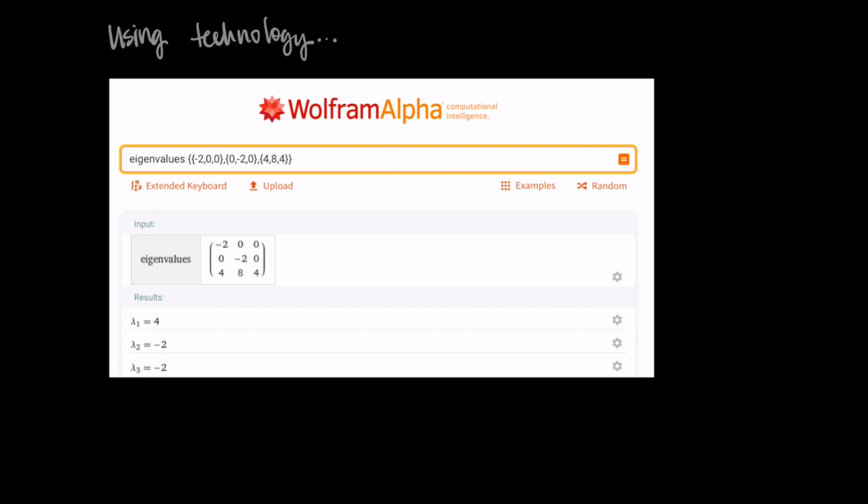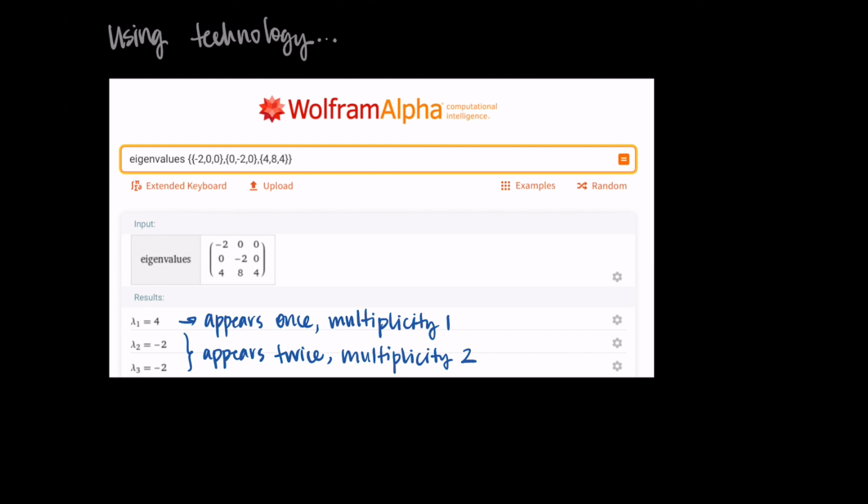So you'll see here I can actually use Wolfram Alpha to help us out with this. I can just ask for the eigenvalues of the matrix B that we started with, and it's going to give me these three results. It gives me that my first eigenvalue is 4, and then my next two eigenvalues are both -2. So when we see that 4 appearing once, that has multiplicity 1, and when we see that -2 appearing twice, this would have multiplicity 2.